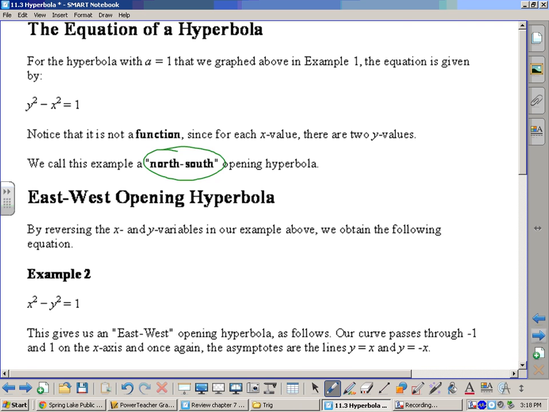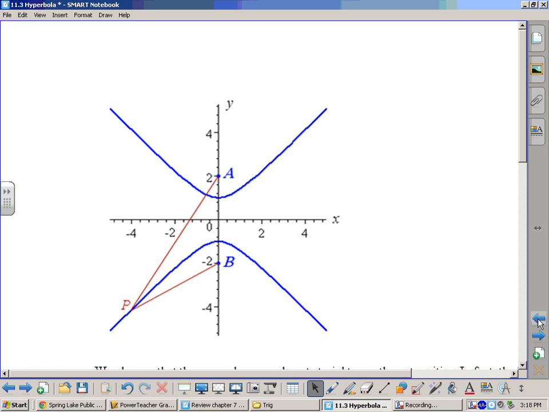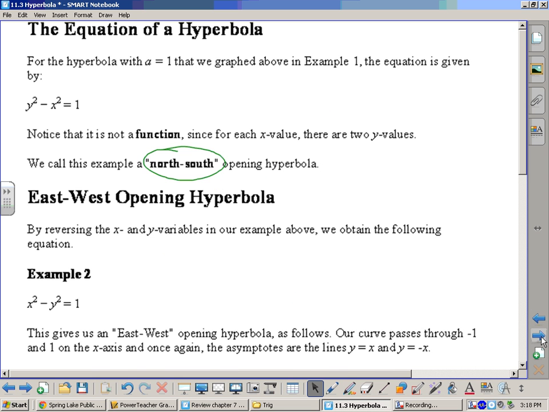which is just like the example here. This would be what we consider a north and a south because it opens up and down. And then the other kind is an east and a west. If you observe the two equations, north and south are going to be in the form of y squared minus x squared, and an east and a west will be in the form of x squared minus y squared. Now those both have the vertices being at (0, 1) and (0, -1).